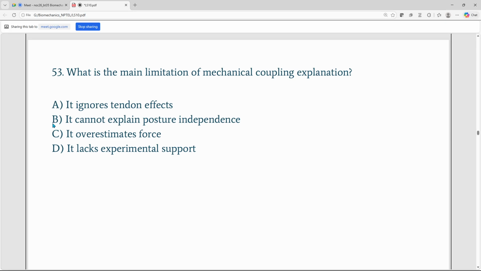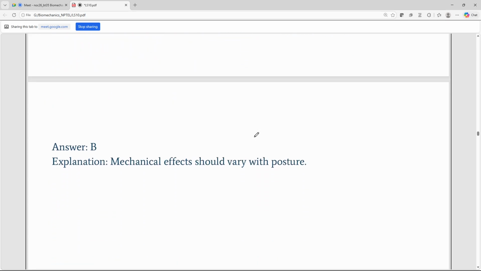Answer is option B. It cannot explain posture independence. If we take mechanical coupling as the hypothesis, then the mechanical coupling changes with respect to rest posture, but the independence of rest posture limits the mechanical coupling theory.